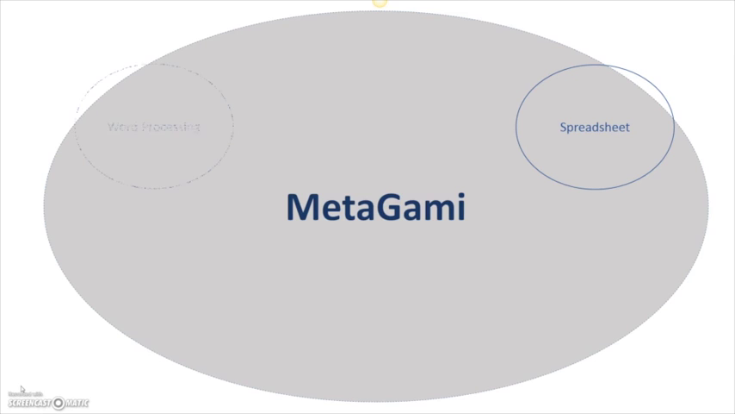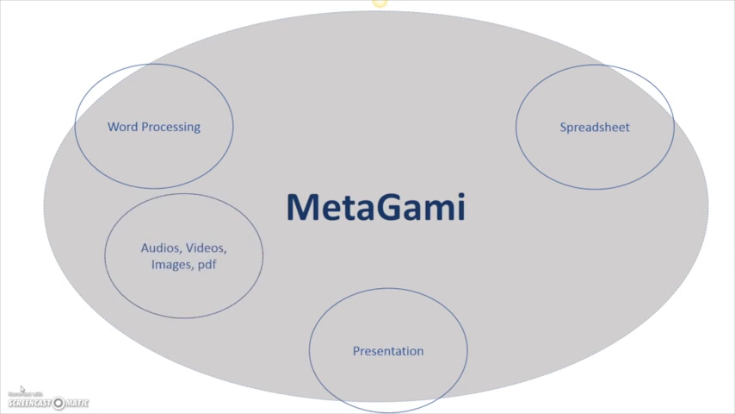So MetaGami, as I said, includes spreadsheet, word processing, and presentation capabilities. It also includes the ability to handle audios, videos, images, PDF files, tables. Literally anything you would put on a piece of paper can go onto a MetaGami page. And then there are buttons, which are merely fields of a different type, that manage the flow between the various activities on the fields on the pages within MetaGami.